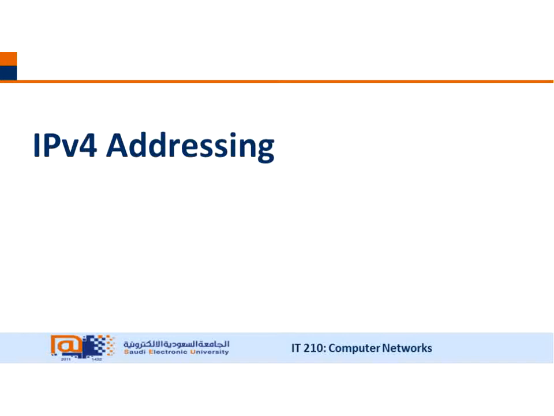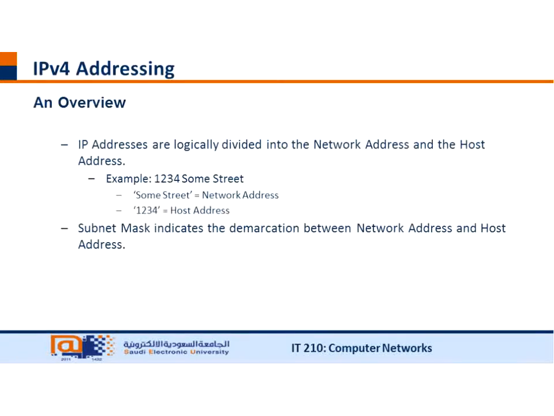Now next we will talk about IPv4 addressing. An IPv4 address is a 32-bit address that uniquely and universally defines the connection of a host or a router to the internet. The IP address is the address of the connection and it is not the host or the router, because if the device is moved to another network, the IP address may be changed.